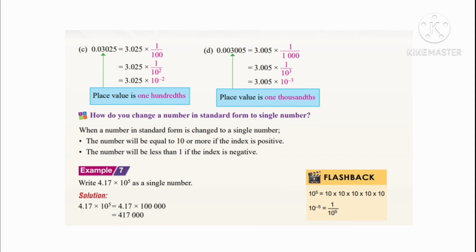Now we will see an example of converting standard form into a single number, where this is its standard form. We want to convert it to a single number: 4.17 times 10 to the power of 5 equals 4.17 times 100,000, and it will produce 470,000.